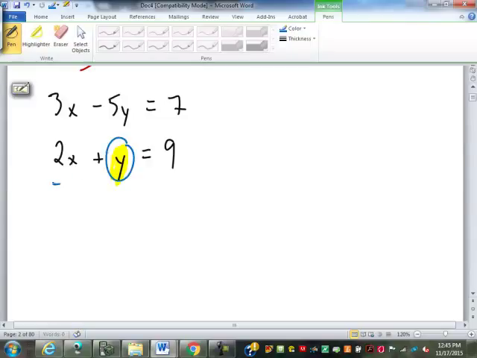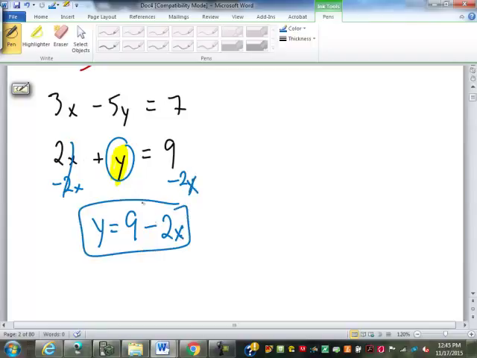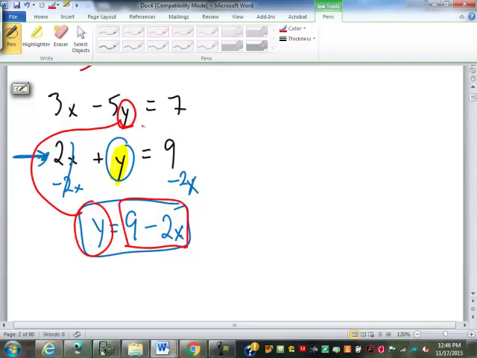So to get y by itself here, I'm going to subtract 2x. So this equation now becomes y equals 9 minus 2x. That comes from this equation right here. What I'm going to do is take this and put it back into the other equation where the y is. If y equals 9 minus 2x, then this y also equals 9 minus 2x. So I'm going to substitute 9 minus 2x in for that y. So 3x minus 5y, well, y becomes 9 minus 2x, equals 7.